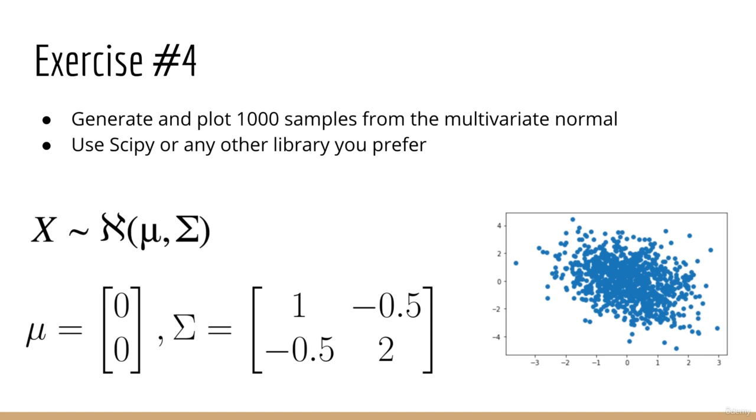In the next exercise, I want you to generate 1,000 samples from the multivariate normal. This will have the mean vector 0, 0, and the covariance matrix 1, -0.5, -0.5, and 2. You can also use SciPy for this, or any other library you prefer. Once you have your samples, I want you to plot them using a scatterplot. Again, this might not seem like much right now, but keep these concepts in mind as you go through the course.